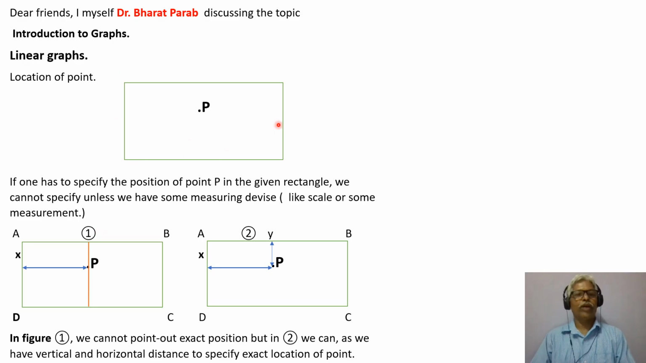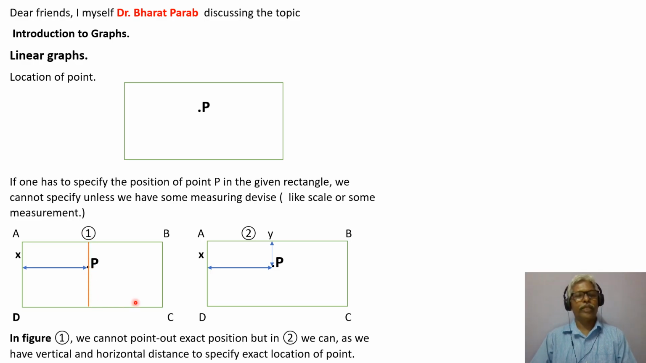So we have improved this system here. We have named this A, B, C, D, the vertices of the rectangle, and the position of P is denoted in figure 1 as x units away from AD. So we know it is x distance away from AD, but it may lie anywhere on this red line, as the whole red line is at a distance of x units from AD. So still the position of P cannot be determined.